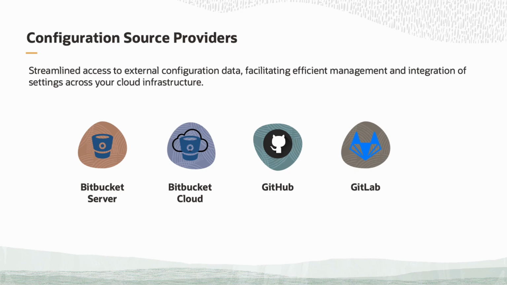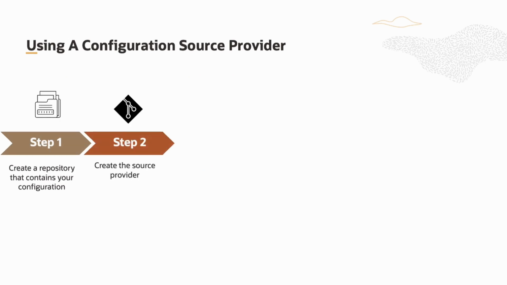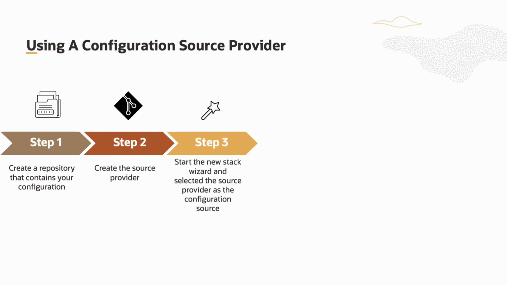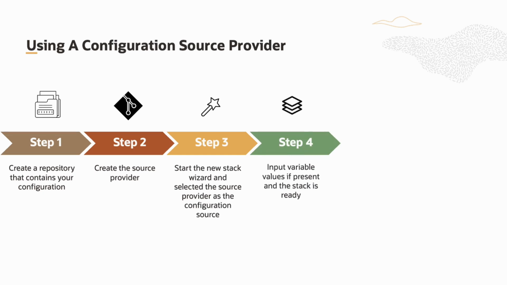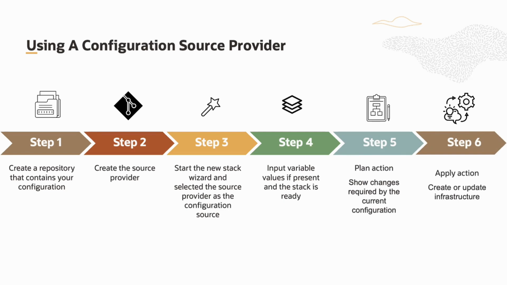To use a configuration source provider, we will follow these steps. First, create a repository that contains our configuration. Next, create the service provider on OCI. Then start the new stack wizard and select the service provider as the configuration source. Input variable values if present, and the stack will be ready. After the stack is ready, as usual, the plan action and the apply action. Now let's jump on the console and see how it works.